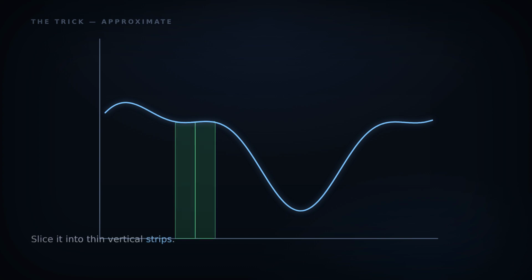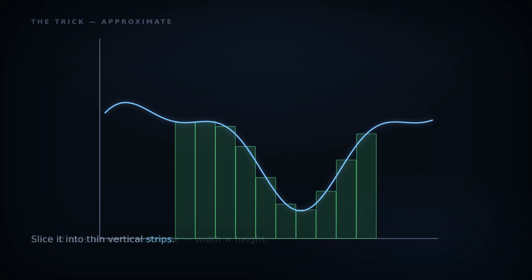Picture this. Take the region under the curve and slice it into a bunch of thin vertical strips. Now, each strip is almost a rectangle. It's got a flattish bottom and a slightly slanted top. But if the strip's narrow enough, you can just pretend the top is flat and treat it as a rectangle. Width times height. Do that for every strip and add up all of those little rectangles' areas and you get an estimate of the total area. Rough, but an estimate.